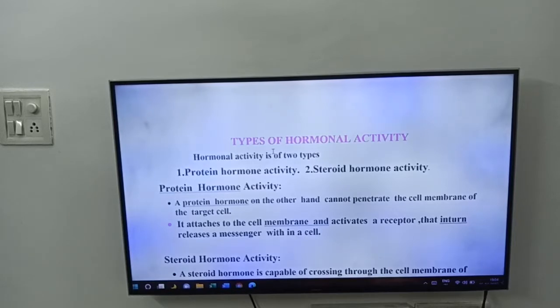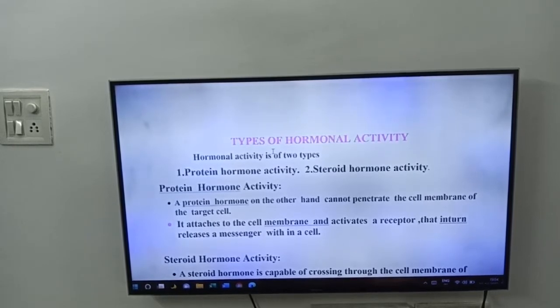What is protein hormone activity? A protein hormone is a hormone which cannot penetrate the cell membrane of the target cell. Friends, protein hormones like adrenaline and glucagon cannot penetrate the cell membrane of the target cell.